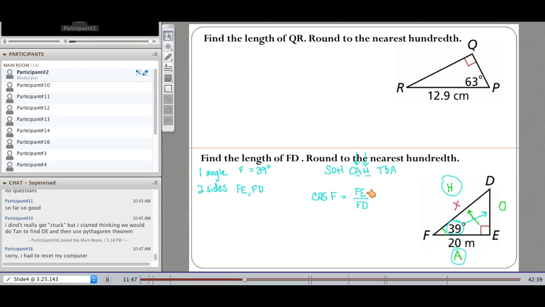Yes, so FE is our adjacent side. Let me maybe write it like this. Okay, so we have adjacent over hypotenuse. If we look at our adjacent side, I know all these letters are getting confusing. Another way to name the adjacent side is FE, and another way to name the hypotenuse is FB. So that's how I had written it out. The adjacent side is this side right here between F and E.